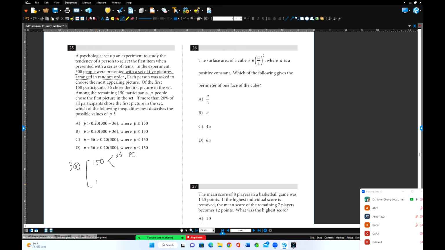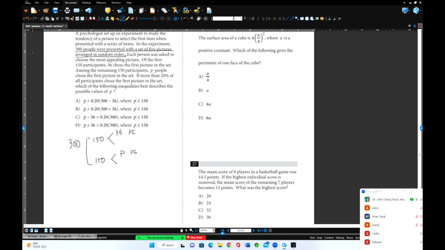Among the remaining 150 over here, P chose the first picture. P people, not percent. P people chose the first picture. So if more than 20% of the entire group choose the first picture in the set, which one defines the inequality? How many first pictures over here? 36, and P. So 36 plus P, isn't it?